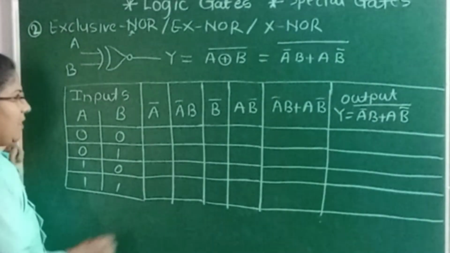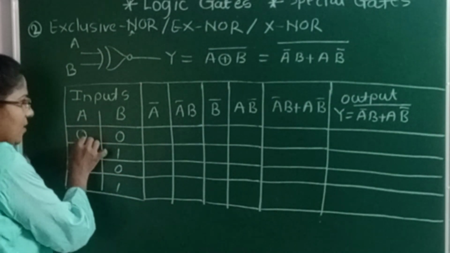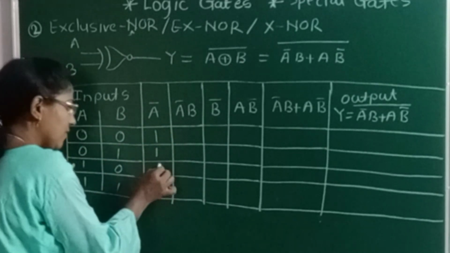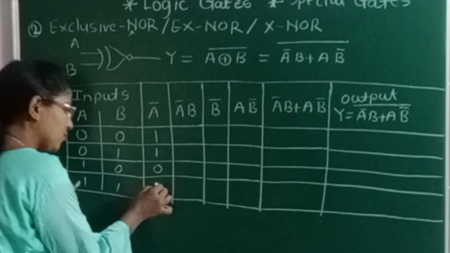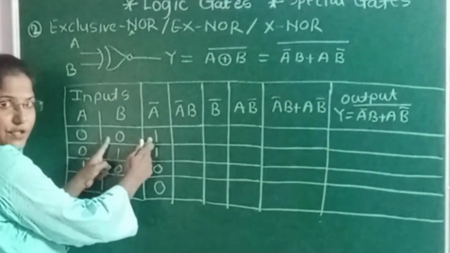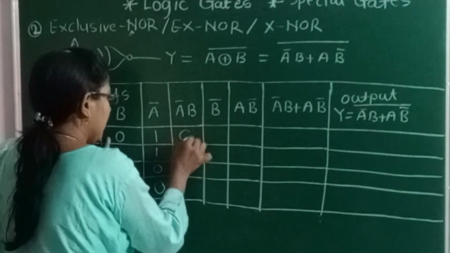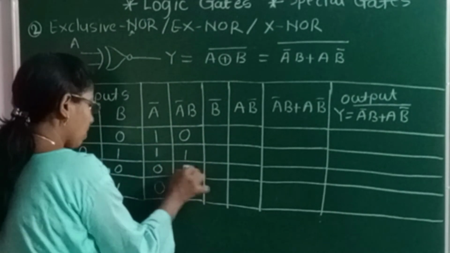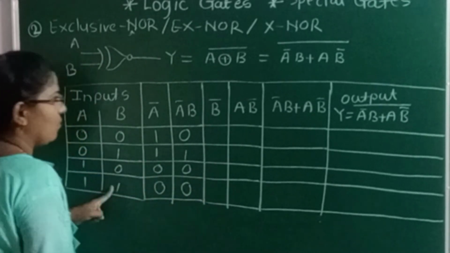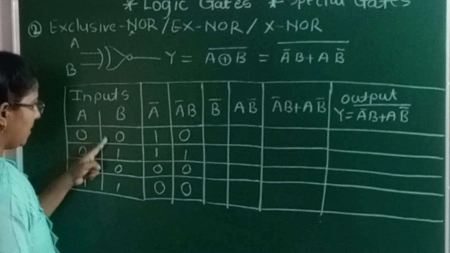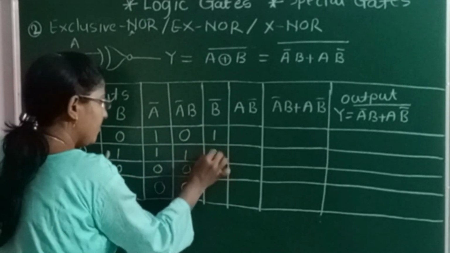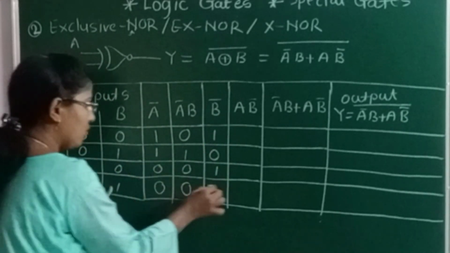Now you see here the value of A is 0, so A bar is 1. Next 0, so A complement 1. A is equal to 1, so A complement 0. A is equal to 1, so A complement again 0. Now find out A complement B. So multiplication of these two columns: 1 into 0, 0; 1 into 1, 1; 0 into 0, 0; 0 into 1, 0. Sorry, 0 into 1, 0. B complement: the values of B are 0 1 0 1.